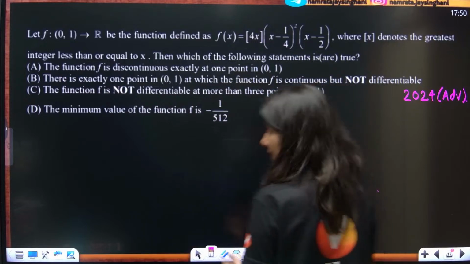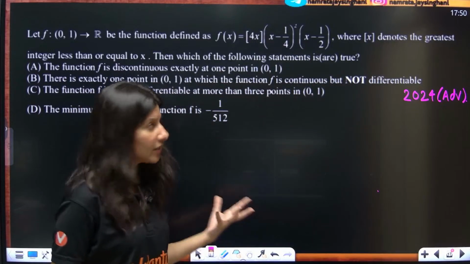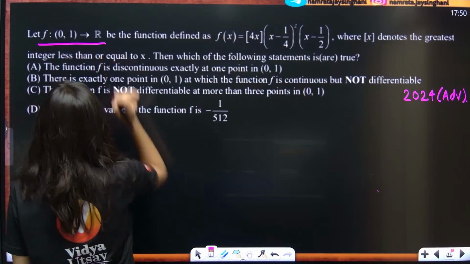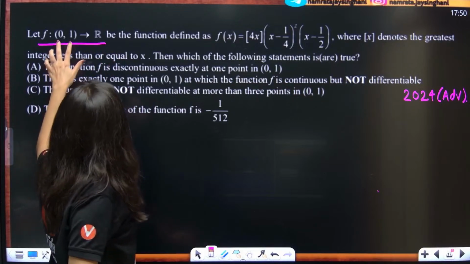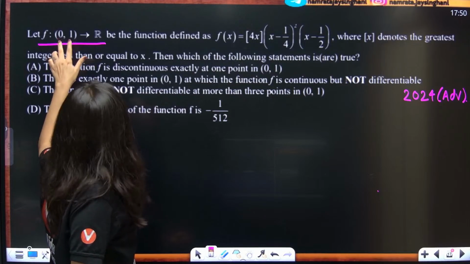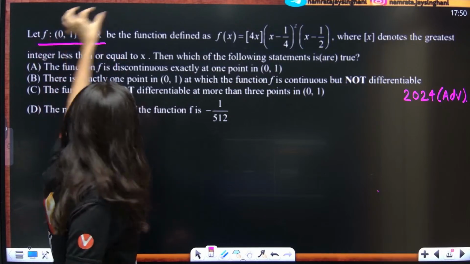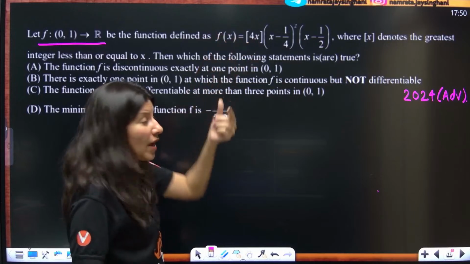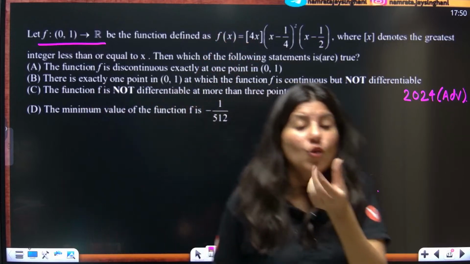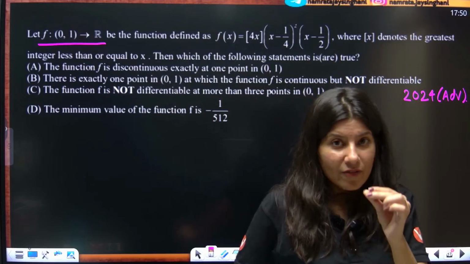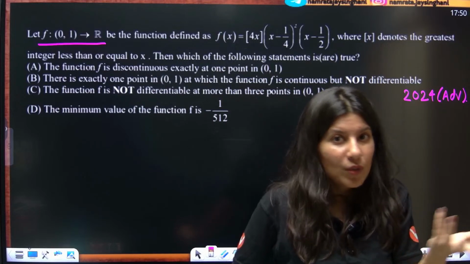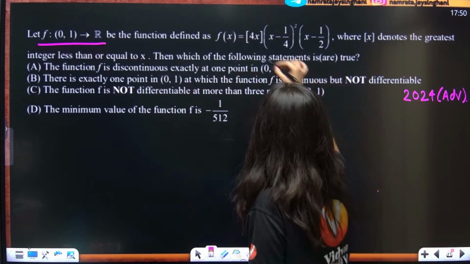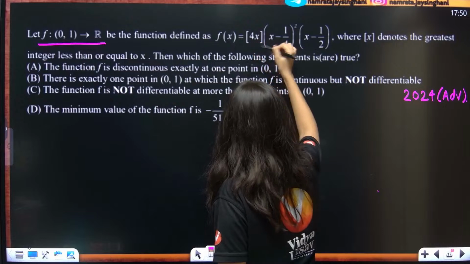Now there is another question, JEE Advanced 2024. All right, this is something which is slightly difficult. Can you see, this is your f function, and the domain is 0 to 1. That means the value you are going to insert in place of x will be lying between 0 to 1. You have a very restrictive domain. You only need to define this function for just 0 to 1.